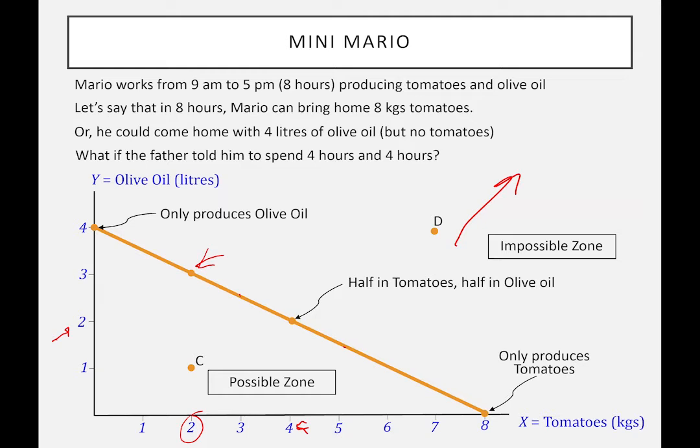Which means that the orange line represents the dividing line or the frontier, the border between what is possible and what is impossible. And in fact, this orange line has a name in economics. It's known as the production possibility frontier or the production possibility curve. Sometimes written as PPC or PPF. So it's the dividing line between the two.